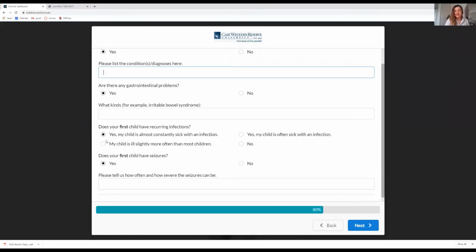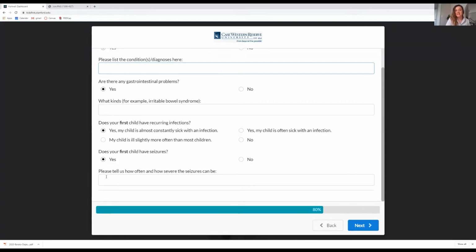Next, please indicate if your child has recurring infections, such as ear infections or strep throat, and how often they may be. Lastly, on this page, please indicate whether or not your child has seizures. If you indicate yes, please write in how often, how severe, and if any diagnoses have been given. When you're finished, click Next to continue.